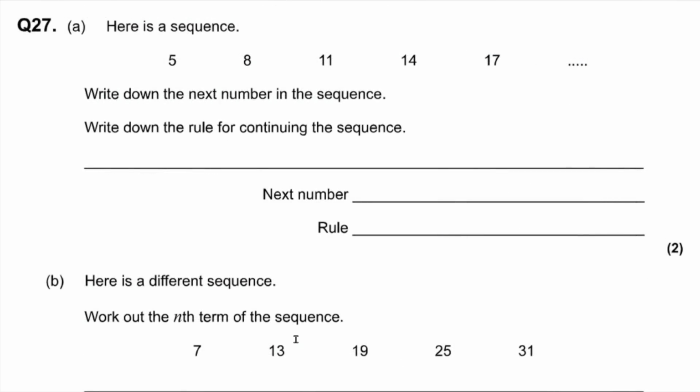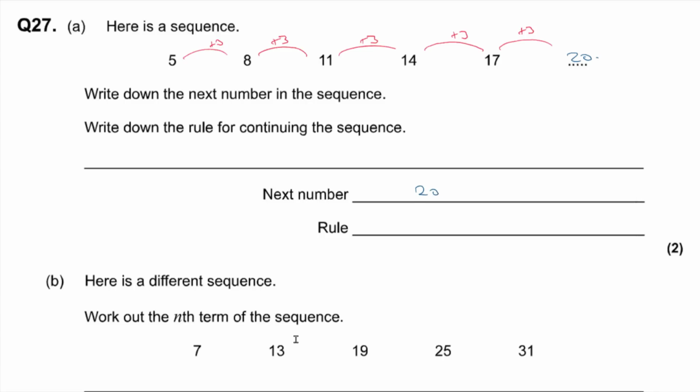Question 27a. Here is a sequence: 5, 8, 11, 14, 17, and so on. Write down the next number in this sequence. Well, what's going on from term to term here? From there to there, it's got a difference of 3. From there to there, it's got a difference of 3. So this is an arithmetic progression, or a linear sequence is another way of putting it. So we're adding 3 each time. So the next one we're going to continue in the same vein, aren't we? We're just going to add another 3. That's going to be 20. So what's the rule?